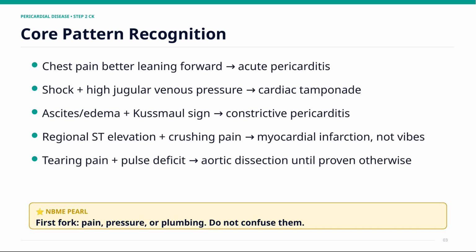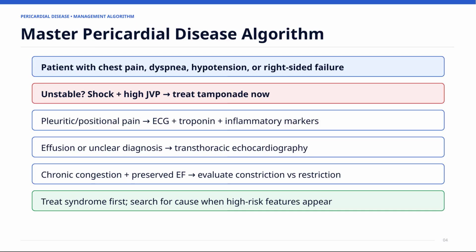NBME Pearl right here. The first fork in the road is pain, pressure, or plumbing. Do not confuse them. Here's the master algorithm. Patient walks in with chest pain, dyspnea, hypotension, or right-sided failure. First question, always: are they unstable? Shock plus high JVP means you treat tamponade right now, no detours.